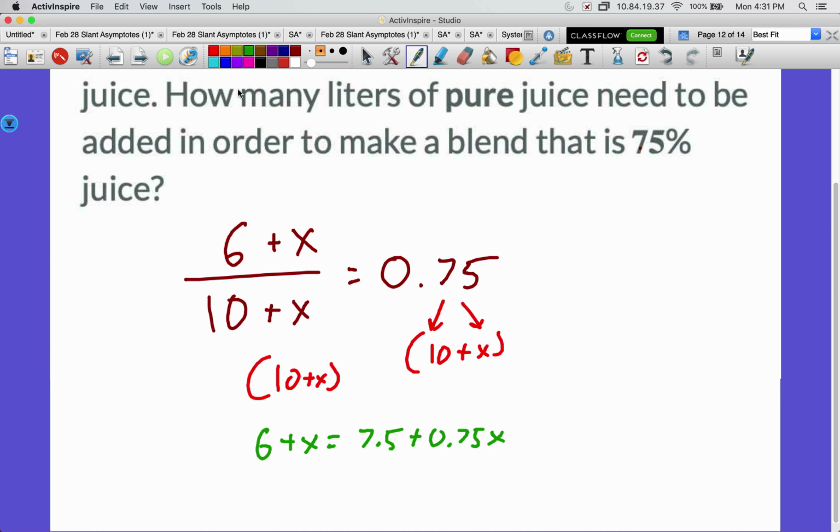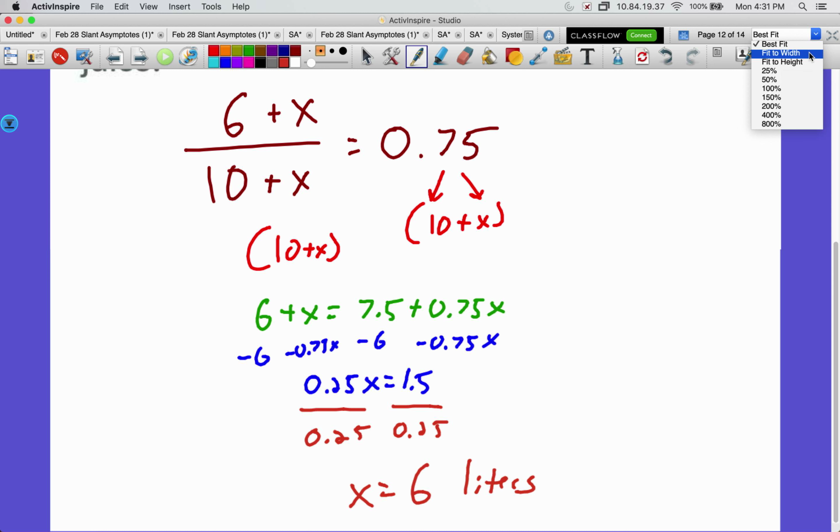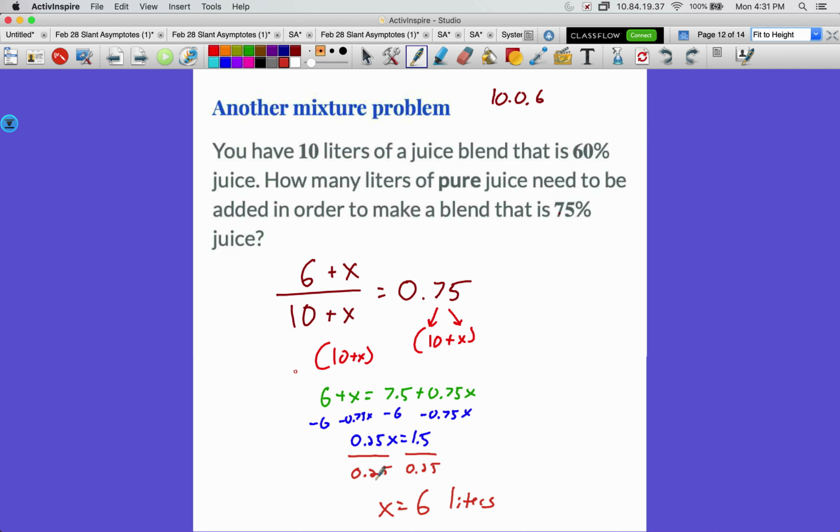Move my variables to one side, constants to the other, to get that 0.25X equals 1.5. Divide both sides by 0.25, and I get that X equals 6 liters. So I will now have a total of 16 liters. 12 of those liters will be pure juice, and 12 over 16 does equal my 75% strength.